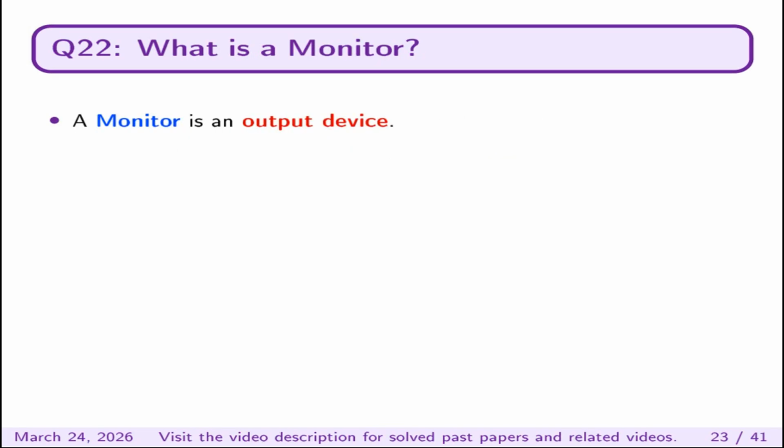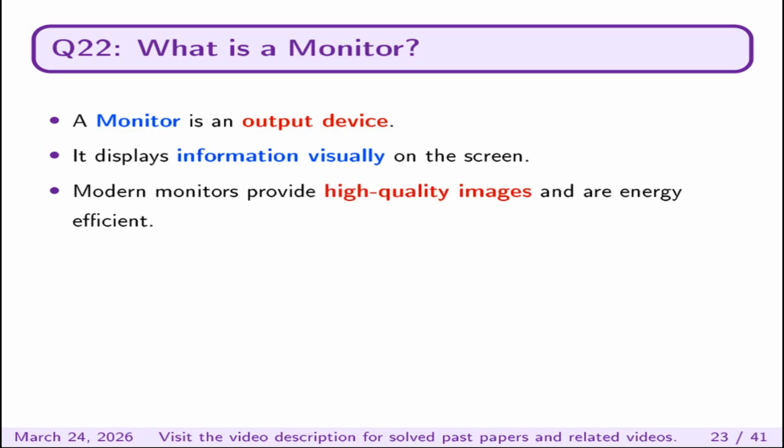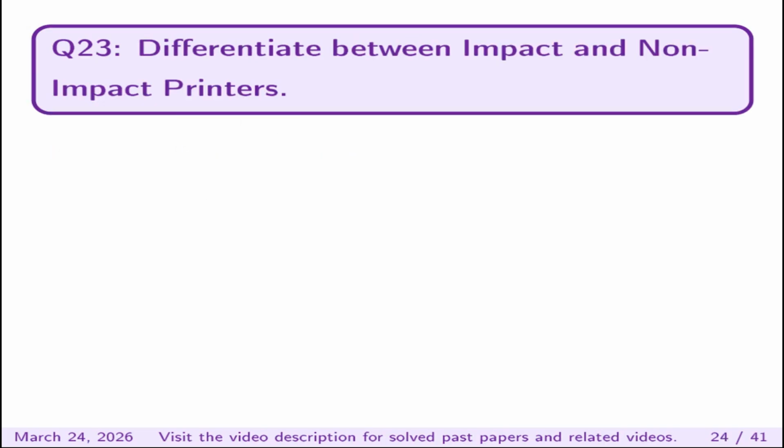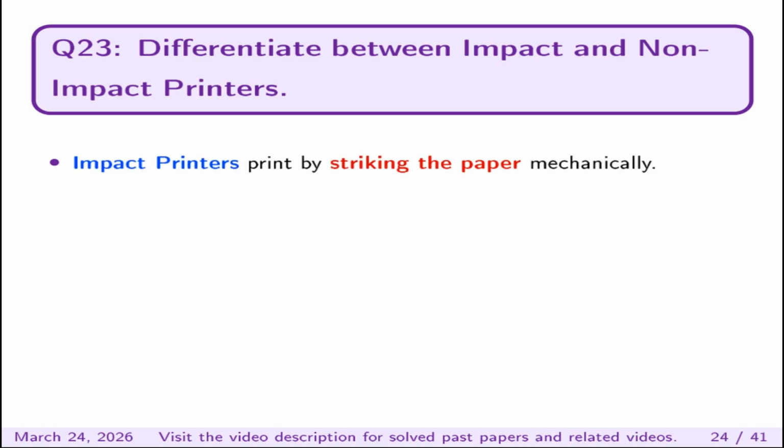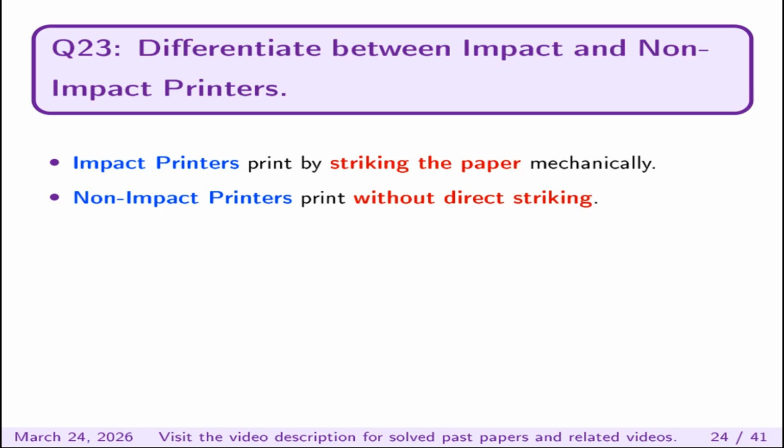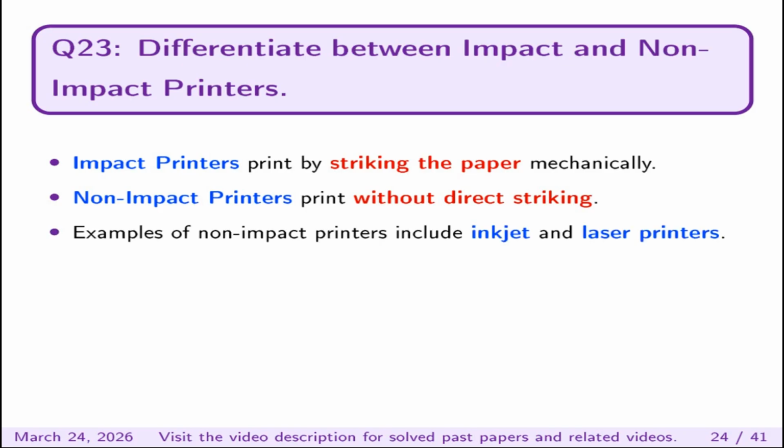What is a monitor? A monitor is an output device. It displays information visually on the screen. Modern monitors provide high quality images and are energy efficient. Differentiate between impact and non-impact printers. Impact printers print by striking the paper mechanically, that making a noise. Non-impact printers print without direct striking, it means non-noisy. Examples of non-impact printers include inkjet and laser printers.